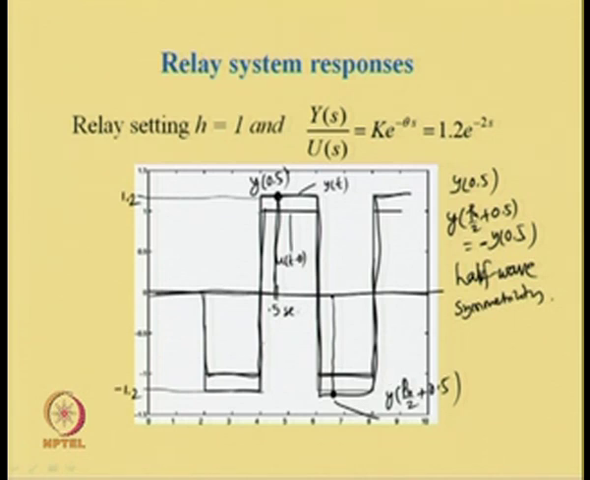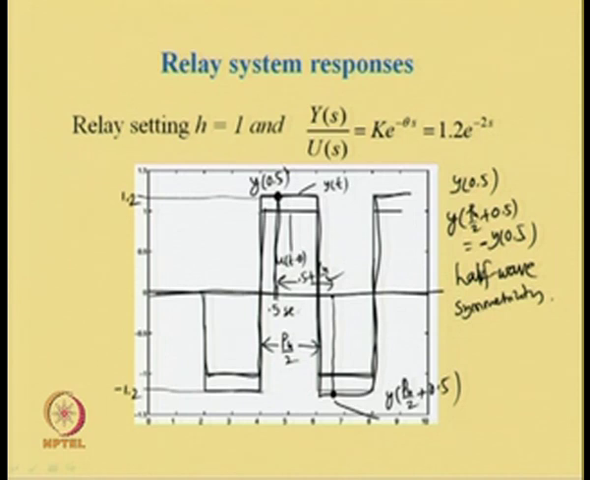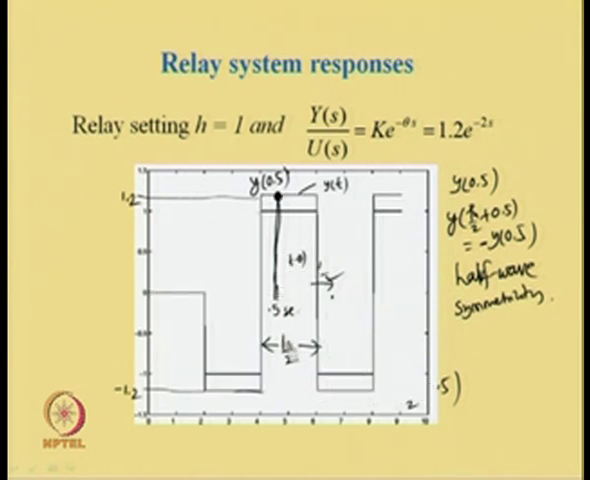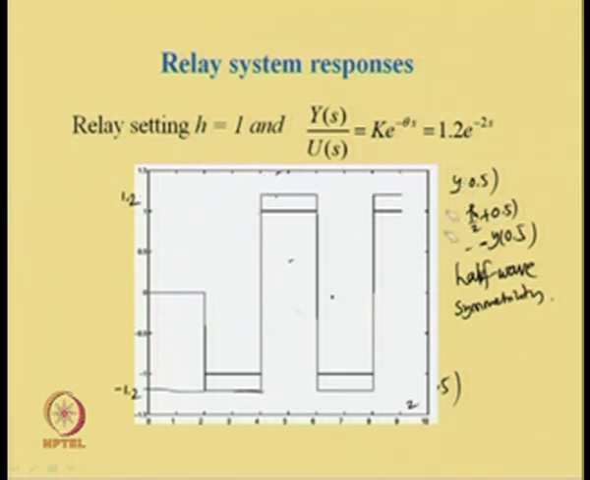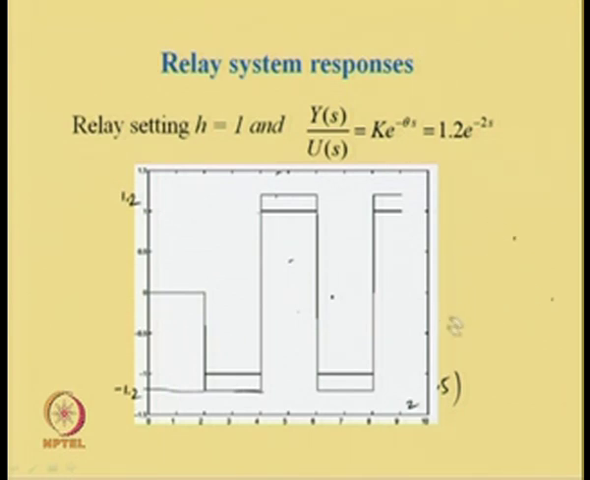Why do I write like that? Because the half period is Pu/2. So 0.5 plus Pu/2 will be this point. This is how we get a half wave symmetrical output waveform from the system. If we carefully look at all the typical output and input signals, from here we can establish a relationship among the parameters of the system along with that of the sustained oscillatory output signal.